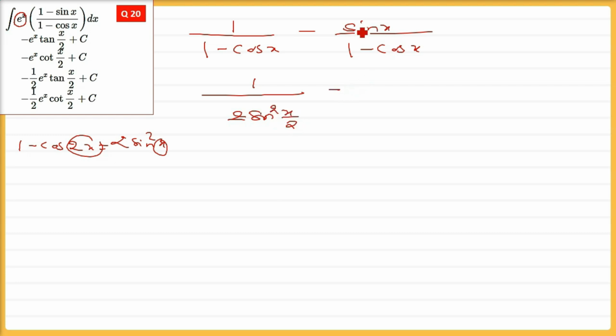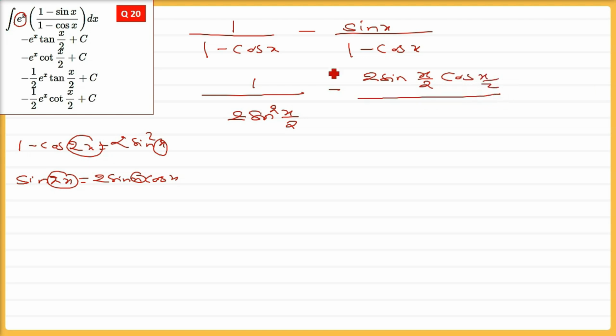Then we have this sin x. Sin x by 1 minus cos x. Sin 2x is what? 2 sin x cos x. We can apply this here. Sin x is 2 sin x by 2 cos x by 2. So let's use this 2 sin x by 2 and cos x by 2 for sin x. In the denominator, again 1 minus cos x will remain the same, 2 sin square x by 2 here.